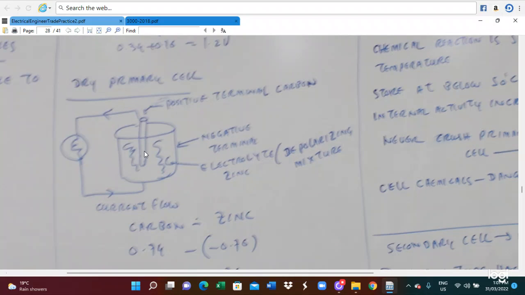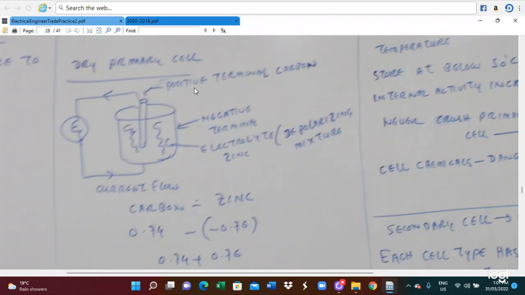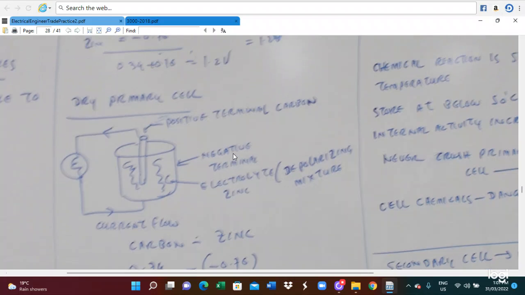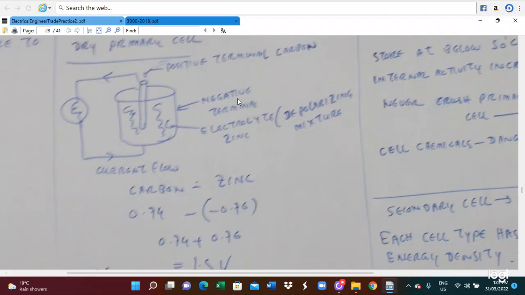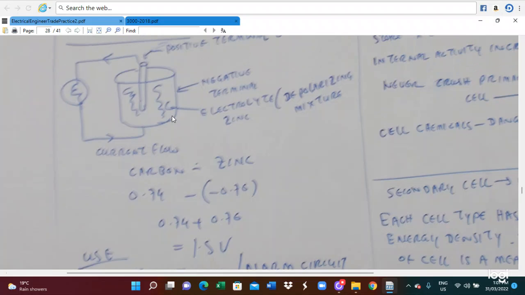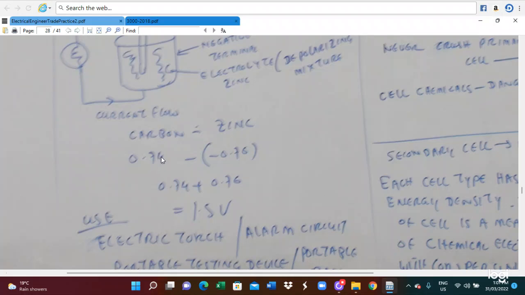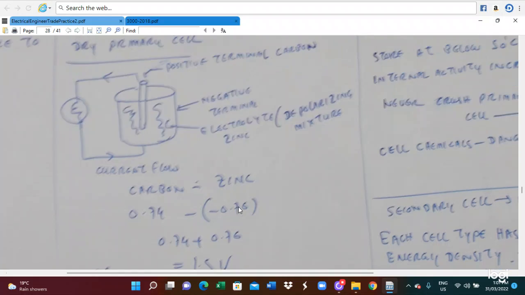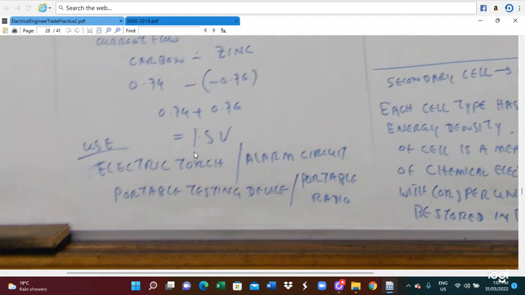Here is the connection of the dry chemical cell. The positive terminal is carbon, and the negative terminal is at the shell. The electrodes are zinc and copper, and the potential will be like this. In this case, the electrodes are carbon and zinc, so carbon minus zinc. Carbon is 0.7 volt, zinc is minus 0.76, so we get 1.5 volts. This is how every cell gets 1.5 volts.